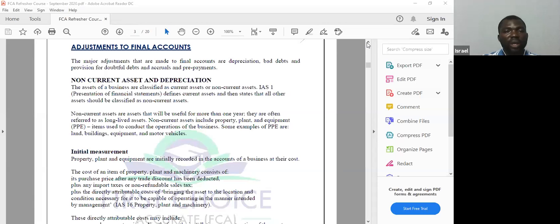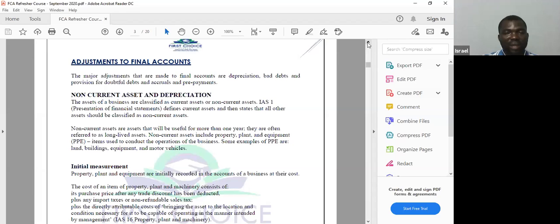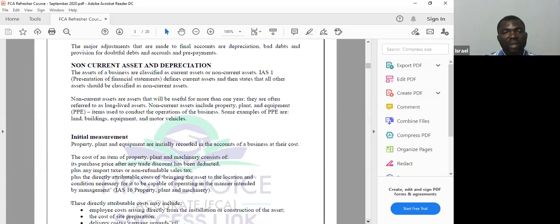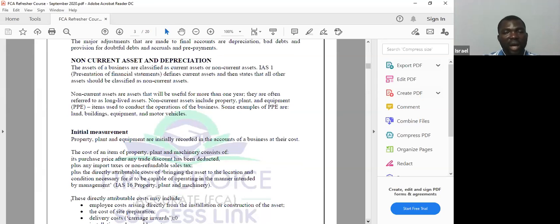Now, today, what we want to talk about is the continuation of where we stopped, which is actually adjustment of final account, like I said. Now we want to talk about the non-current asset and depreciation. And there is a standard that regulates how these things are being done. That's IAS 16. It's one that talks about the non-current asset.